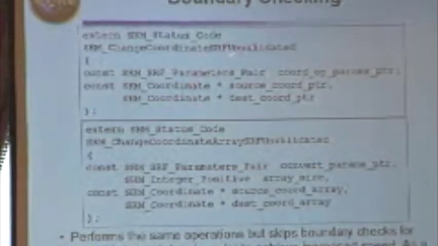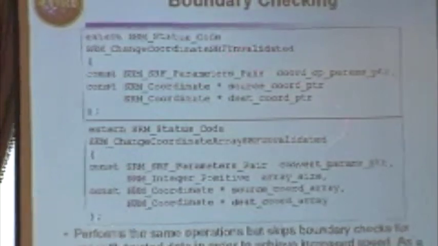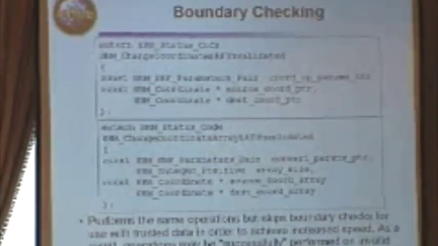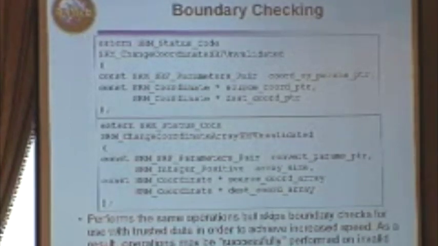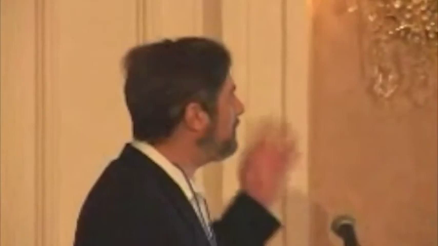Over here, the same two operations, one pair or an array of pairs, but we're not going to do any bounds checking because you're using trusted data or you think you know what you're doing, and so you're on your own. And then, of course, you want to free resources when you're done doing these kinds of things.